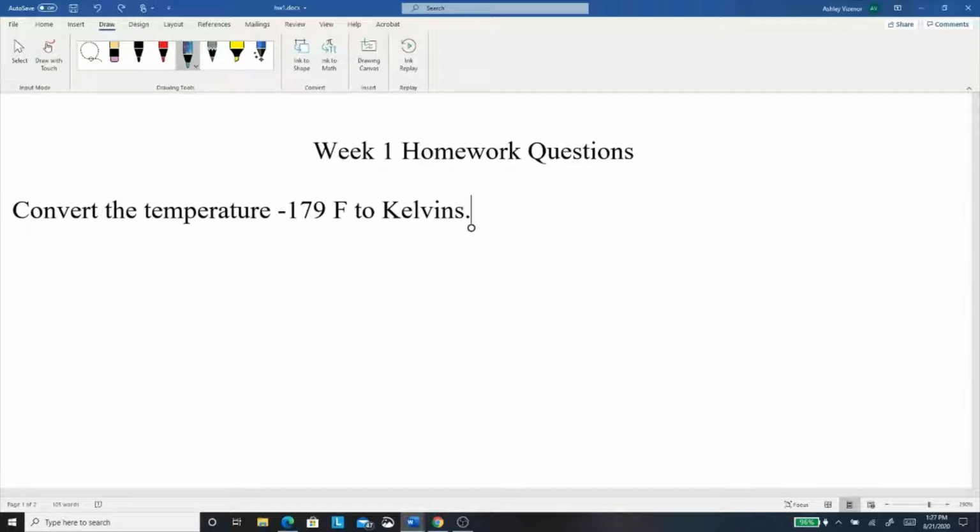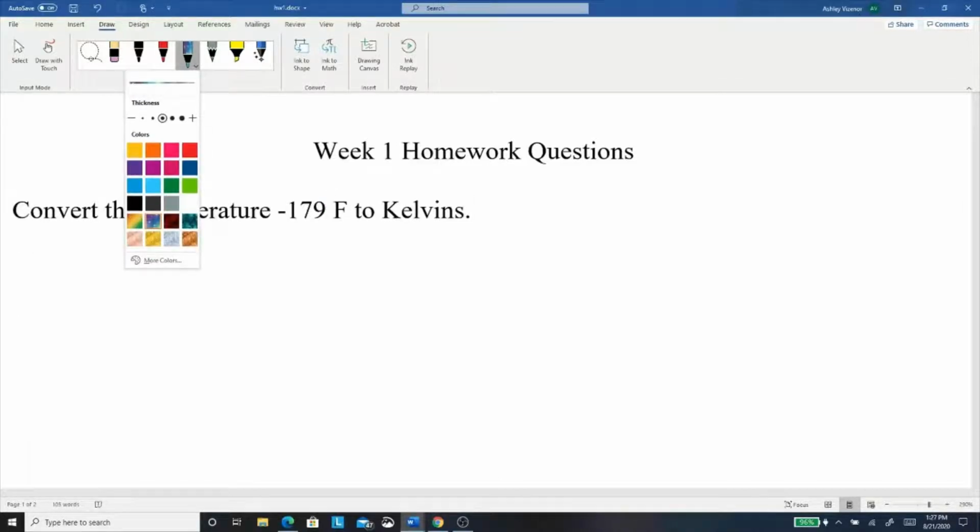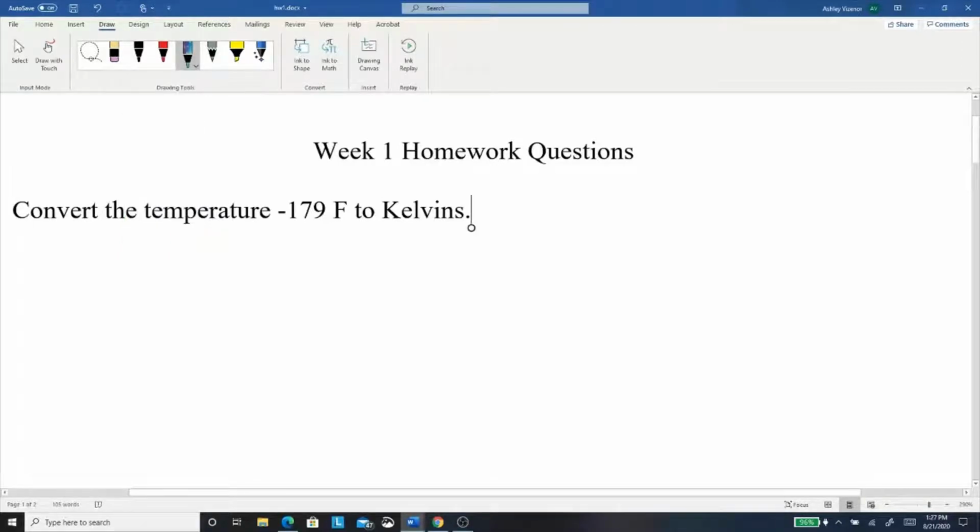So the first question, convert the temperature negative 179 degrees Fahrenheit to kelvins. For some reason, when it copy pasted over, it didn't put the little degree sign for Fahrenheit, but that's okay. I'm extra, so I gotta use my glittery pen, you know? We're gonna use the Galaxy pen this time.